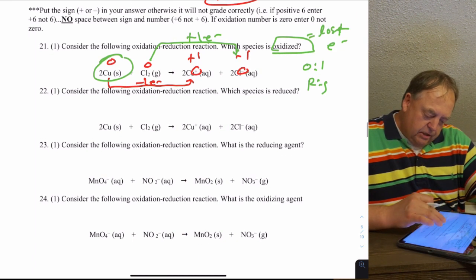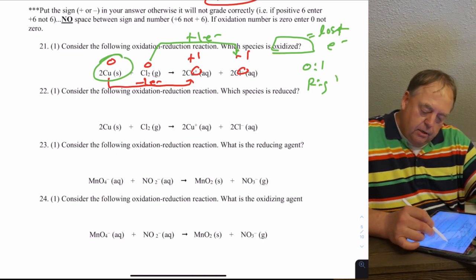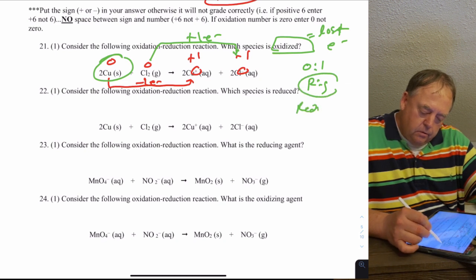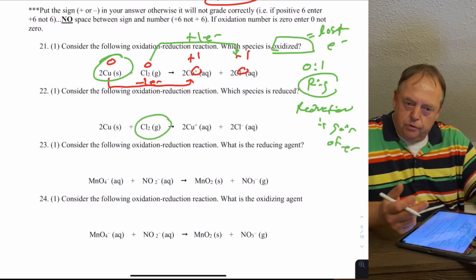Okay, so the next question, it's the same reaction. So which species is reduced? That will be the one that gains electrons, right? Reduction is gain of electrons. So CO2 gained electrons, so it was reduced.